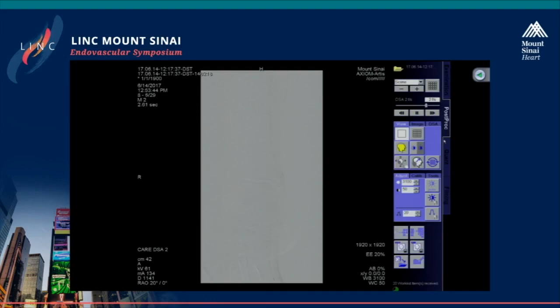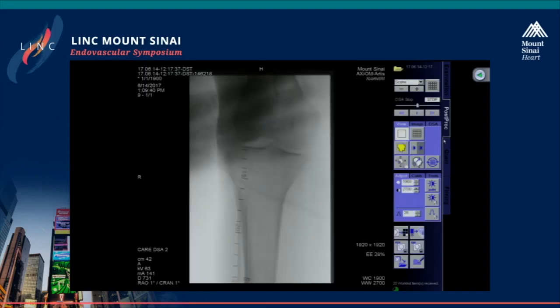So you can see here at the level of the foot, it's very, very slow filling, but you can see it clearly, it runs all the way into the area of concern. So angiosomally, it's actually the right vessel to approach.